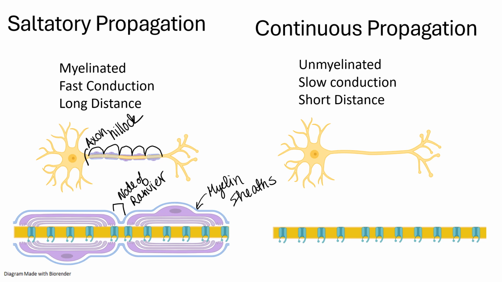For example, the neuron that leaves your brain, goes down your spinal cord, out your sciatic nerve, and into your big toe, that is definitely myelinated because that is a very long distance for an action potential to travel.